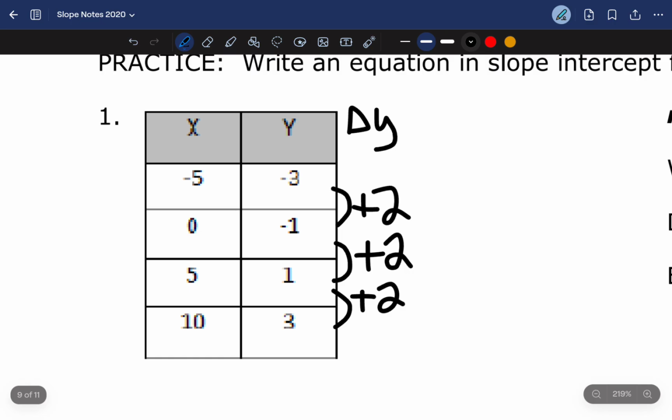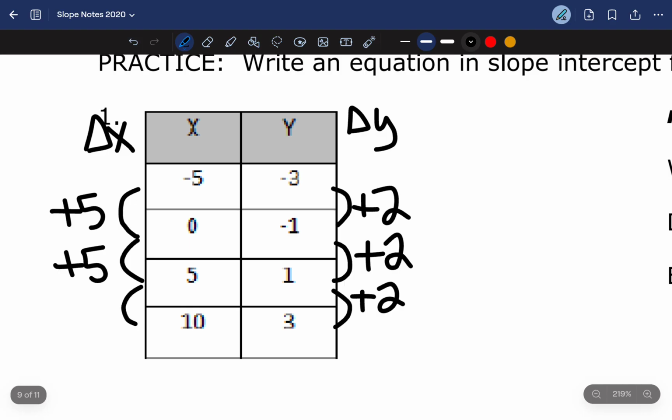Now I'm going to look at the x values, so change in x. I have -5 to 0, and that tells me that I added 5. Then from 0 to 5, I added 5. And from 5 to 10, I added 5.